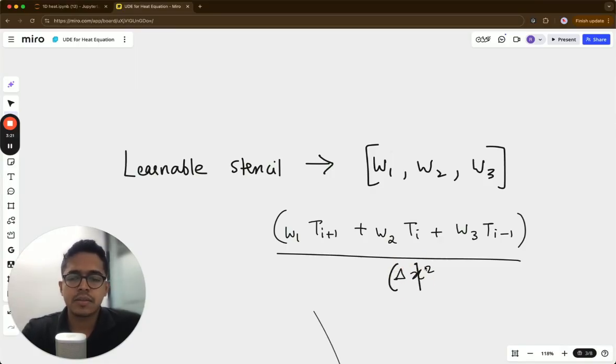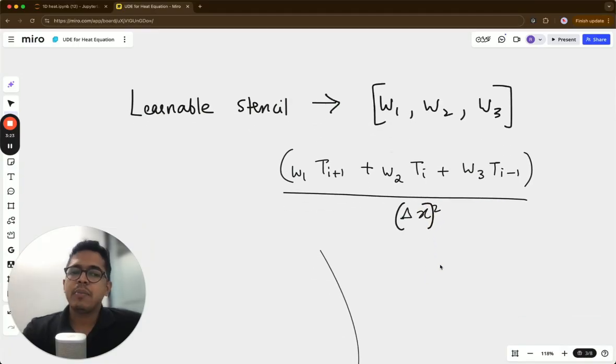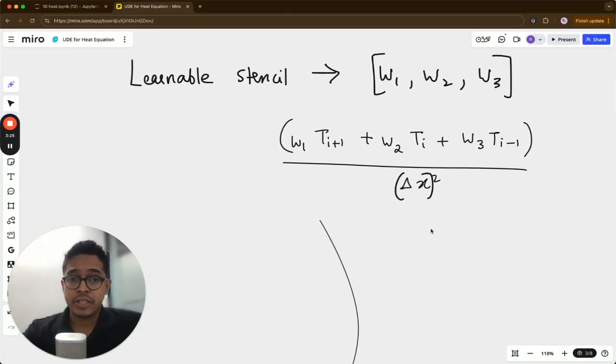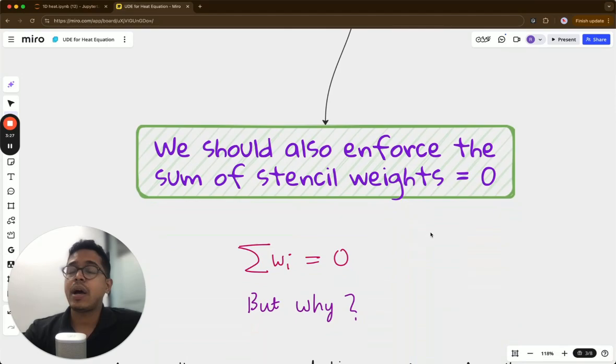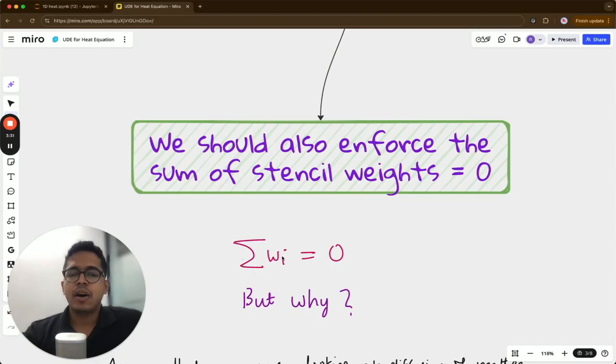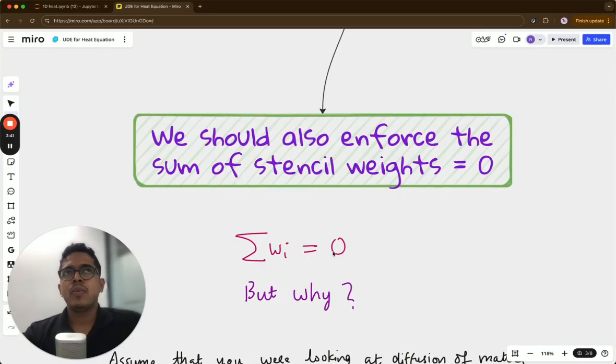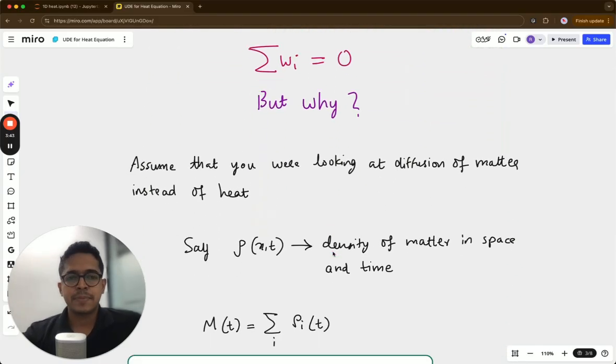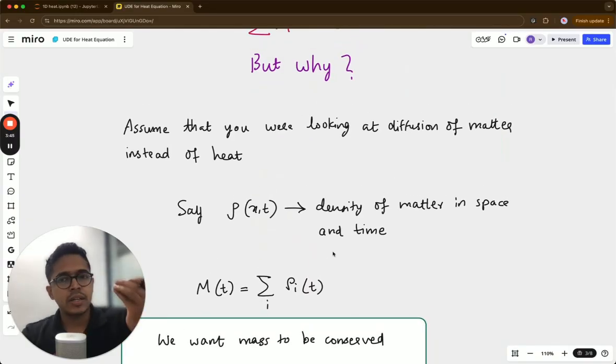Okay, like this. Now there is one more constraint that we have to apply logically to this stencil, and this will also allow us to perform the training much better, which is that the sum of the weights of this stencil should be 0. So we'll also enforce this constraint. You might be wondering why. Why is this being done? So this comes from a physical knowledge perspective of the system, and this is where you see the true power of scientific knowledge coming into machine learning.